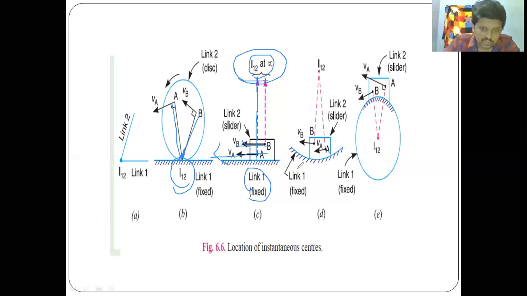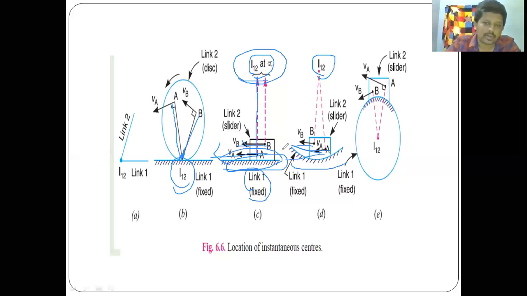This is the next one. This is link 1, this is link 2. Now this is sliding in this way. This is A and B. Again, at the point of contact they have some instantaneous center. The difference between here and here is the link itself. Here the link is a flat one.